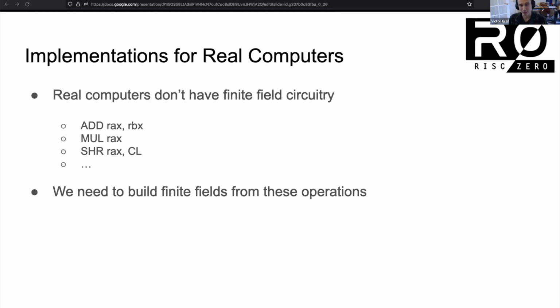However, these integers are not arbitrary length. Usually computers will have a word size, and the word size generally defines how big of an integer it can handle at once. So for most computers we work with today, you have 64-bit words. You multiply numbers up to 2 to the 64, although the result you'll get will be truncated. But essentially, the point is that we have these operations that are defined in real digital circuitry, and we need to take those operations and actually define finite field operations on top of them. And doing so is not trivial.